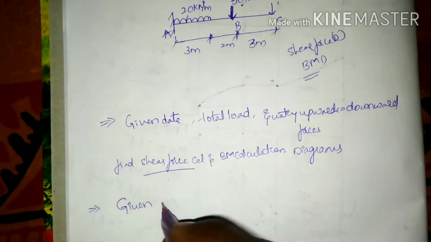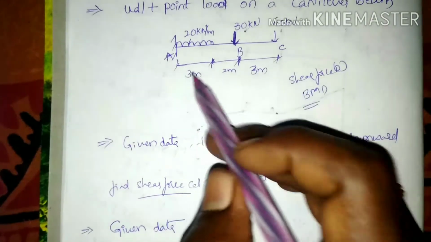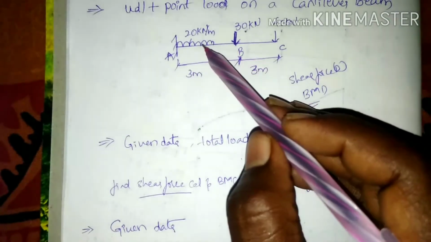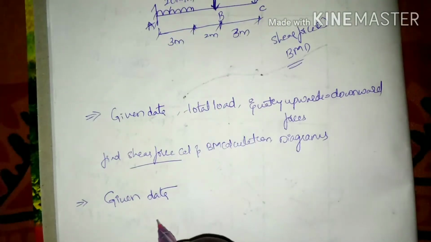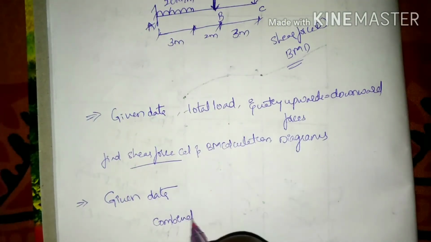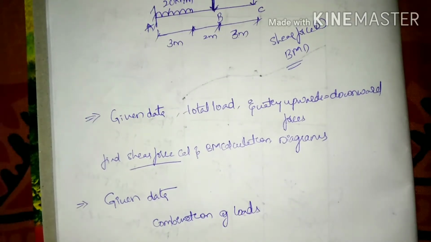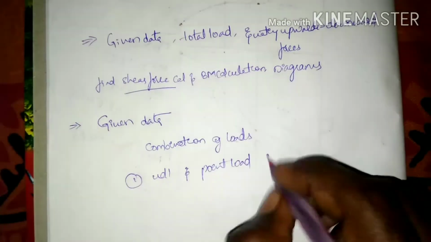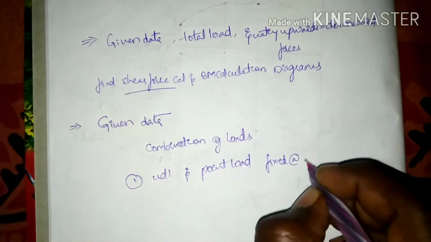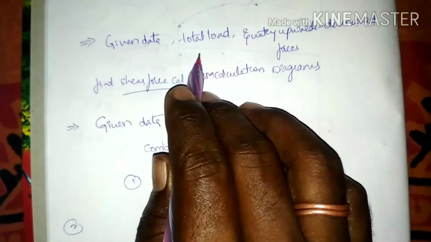Here, given data. What is the given data? A cantilever beam with a combination of loads, of UDL and point loads. Here given combination of loads. Number 1, UDL and the point load, fixed at A. Fixed at A support. And number 2, total load on beam.